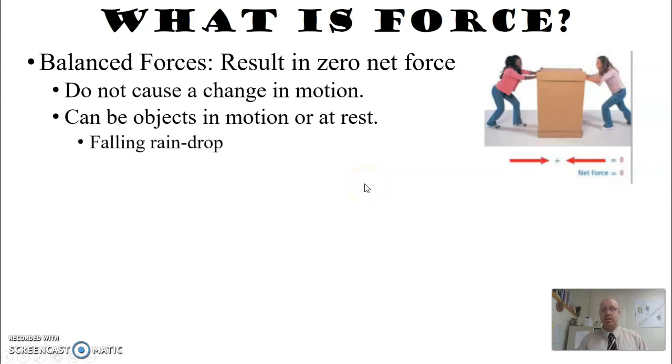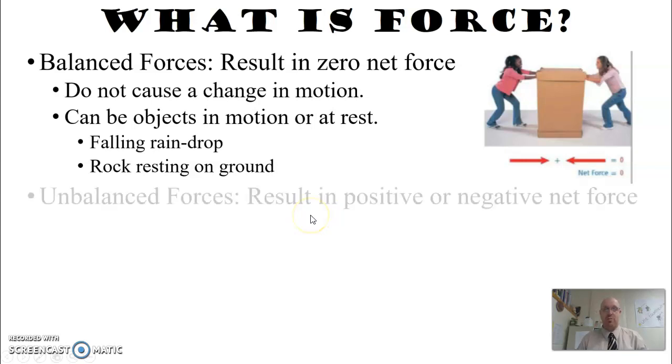Okay. For instance, the falling raindrop. Once a raindrop hits terminal velocity, where it is not gaining any more acceleration due to the air resistance on it, it is at a net force of zero. As it falls down, air resistance is putting a force above it, and gravity will continue to pull it down at a constant rate. The net force is 0, even though the raindrop is still falling. Also, a rock resting on the ground has a net force of 0 because it's not moving. The ground is pushing up with the same force as the rock is being attracted by the force of gravity, so there is no motion.